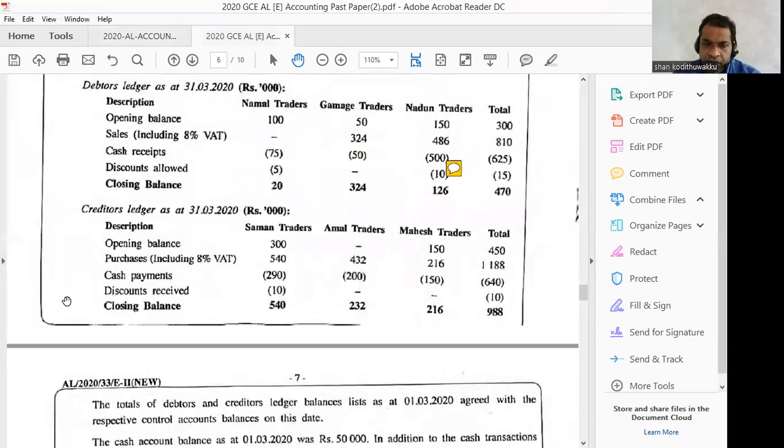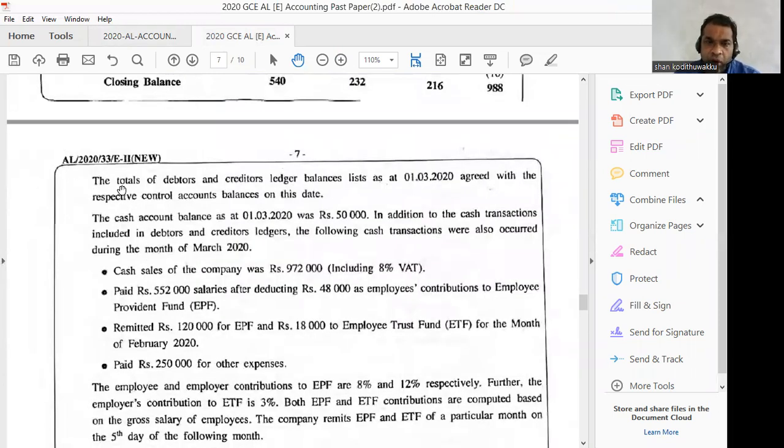Right. Then closing balances are there. Then we can record step by step the total of debtors and creditors ledger balances list as at 1st March 2020 agreed with the respective control accounts balances on this date. That means the total of individual customers' values should be equal to debtors control account balance, and also the total of individual suppliers or creditors balances should be equal to creditors control account balance. No problem with the opening balances.